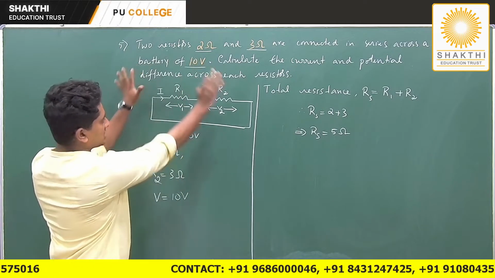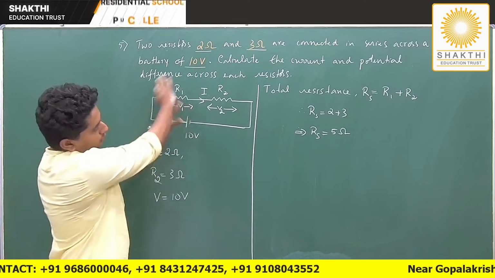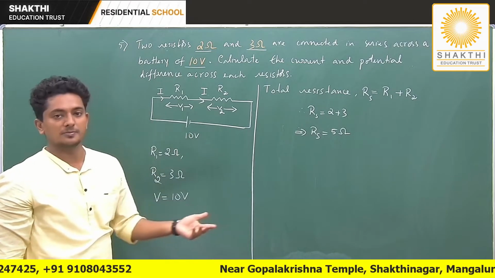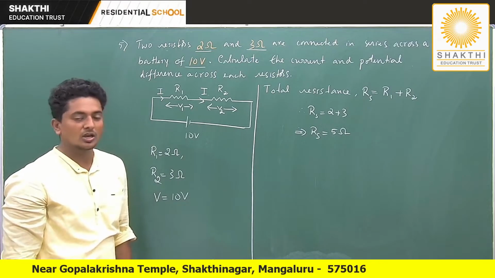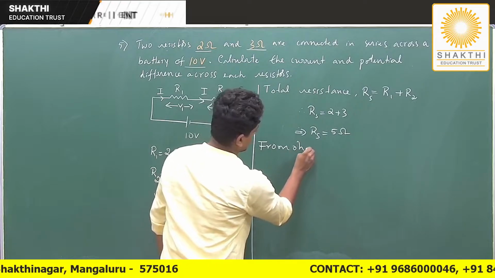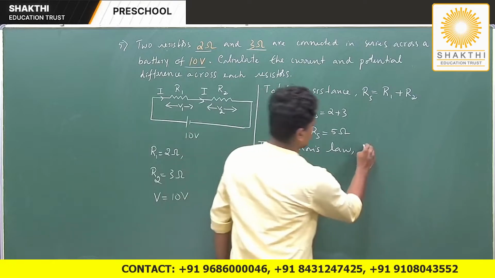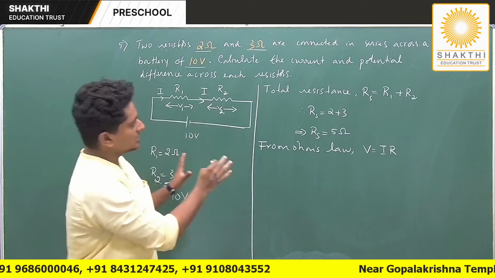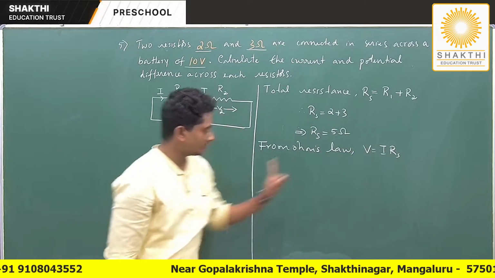So I know what is the total resistance here. I know the total voltage. How can I find I? Again, let me repeat. I know the total resistance here, that is 5. I know the total voltage, that is 10. How can I find I? Which law can I use? Which equation can I use? I can use Ohm's law. Okay. So from Ohm's law, we have the formula, that is V is equal to I into R. But here R is the total resistance RS.